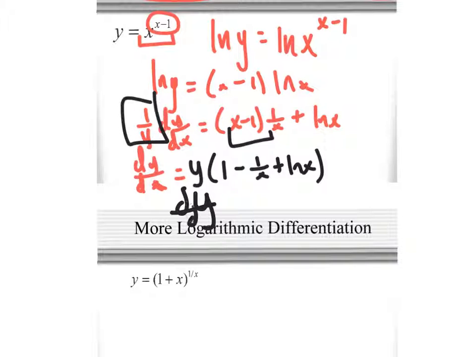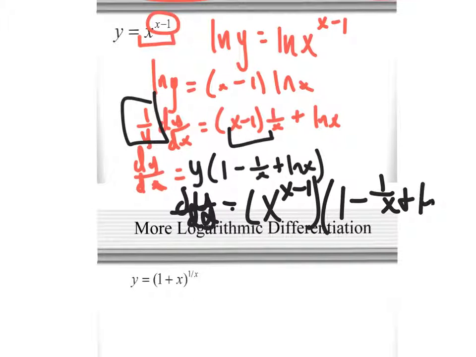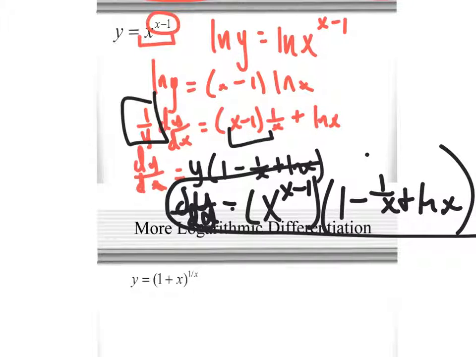So dy dx equals whatever y is, which is x to the x minus 1. And then you just multiply it times 1 minus 1 over x plus ln of x. Now you can simplify that a little bit more, or just leave it. I would leave it. Just leave it. Leave it alone. Okay, try the next one on your own, please.